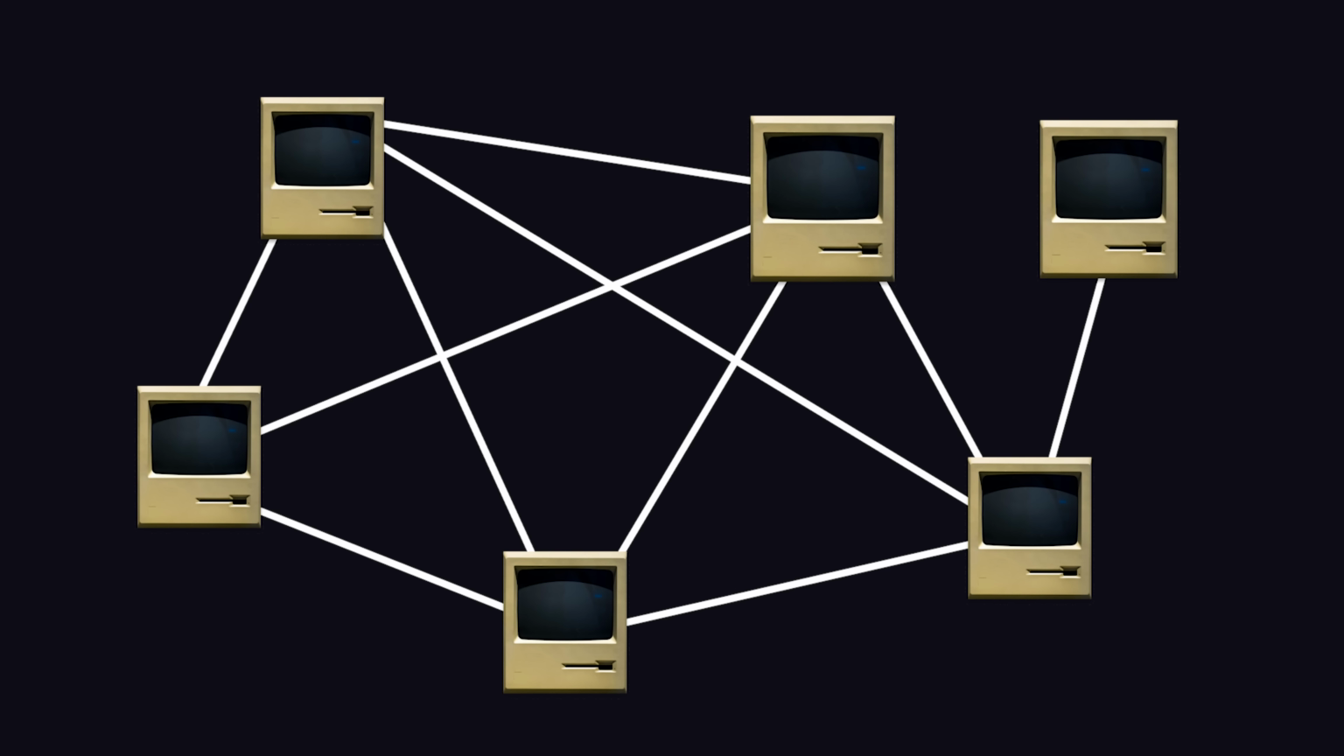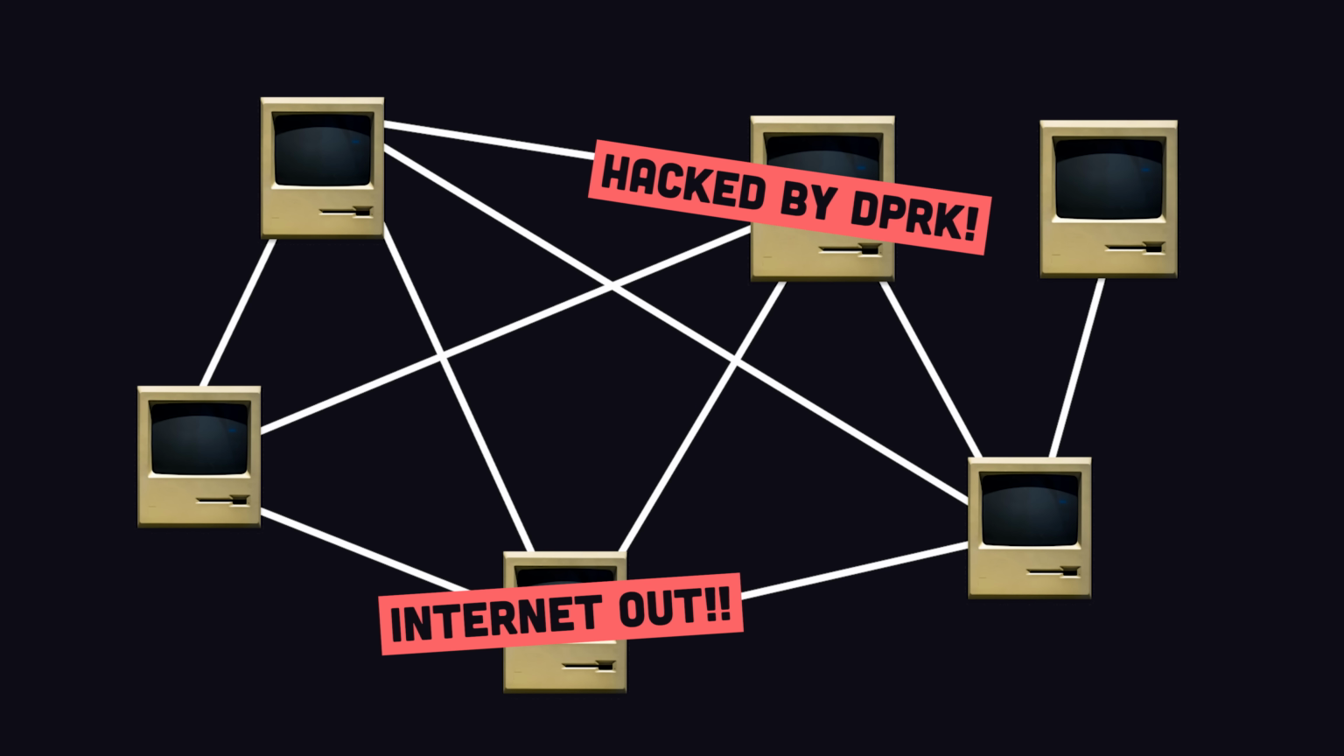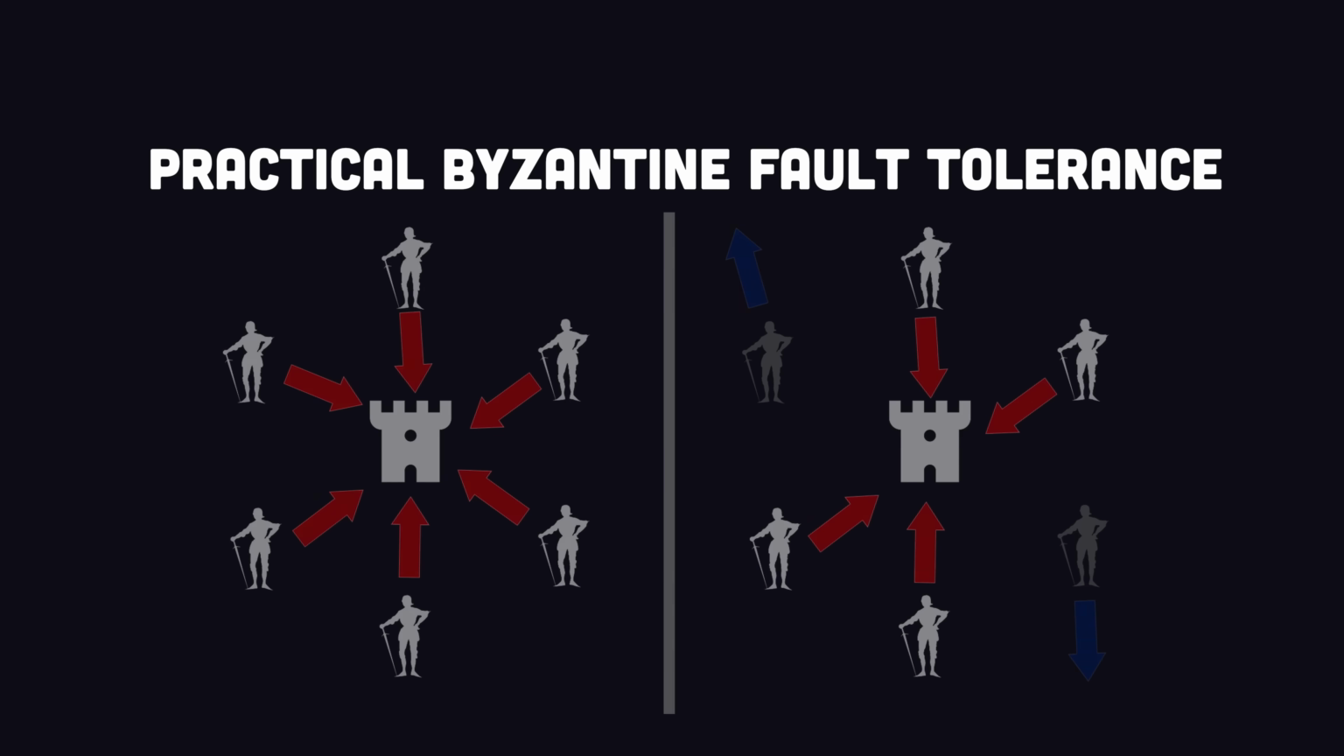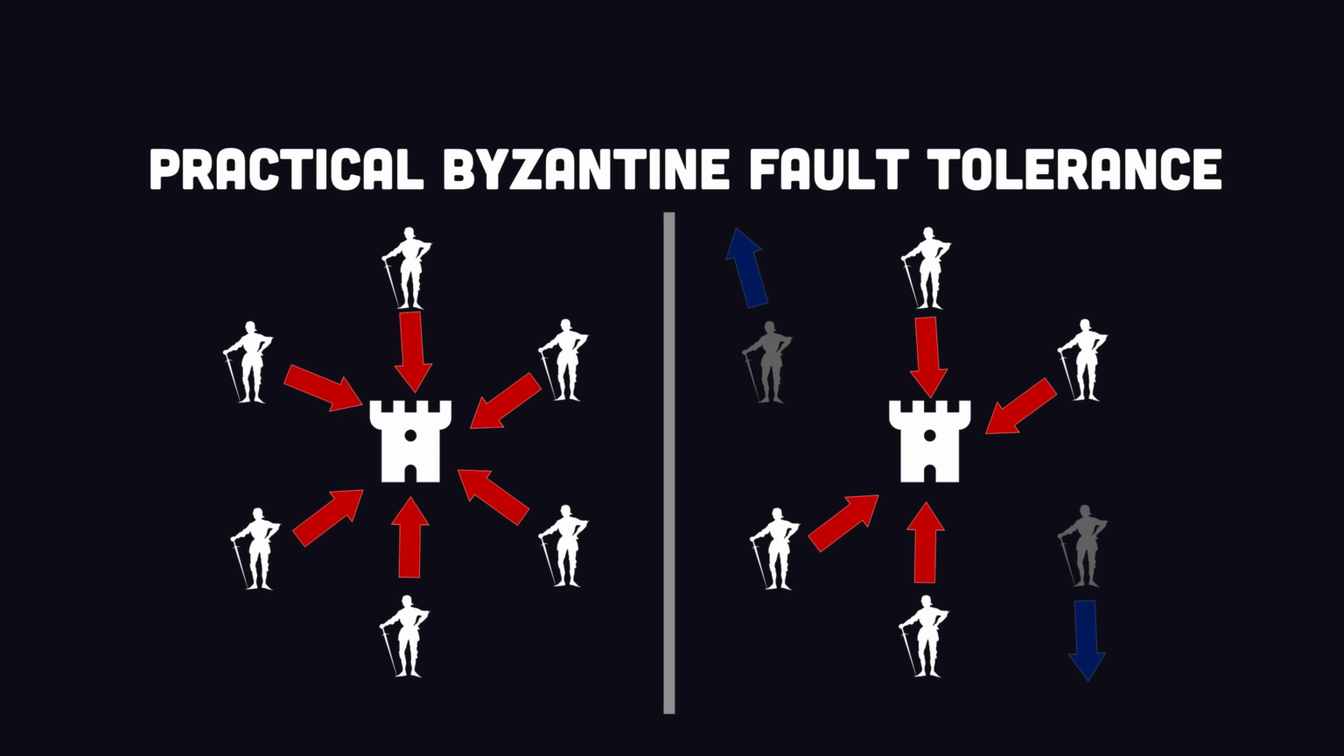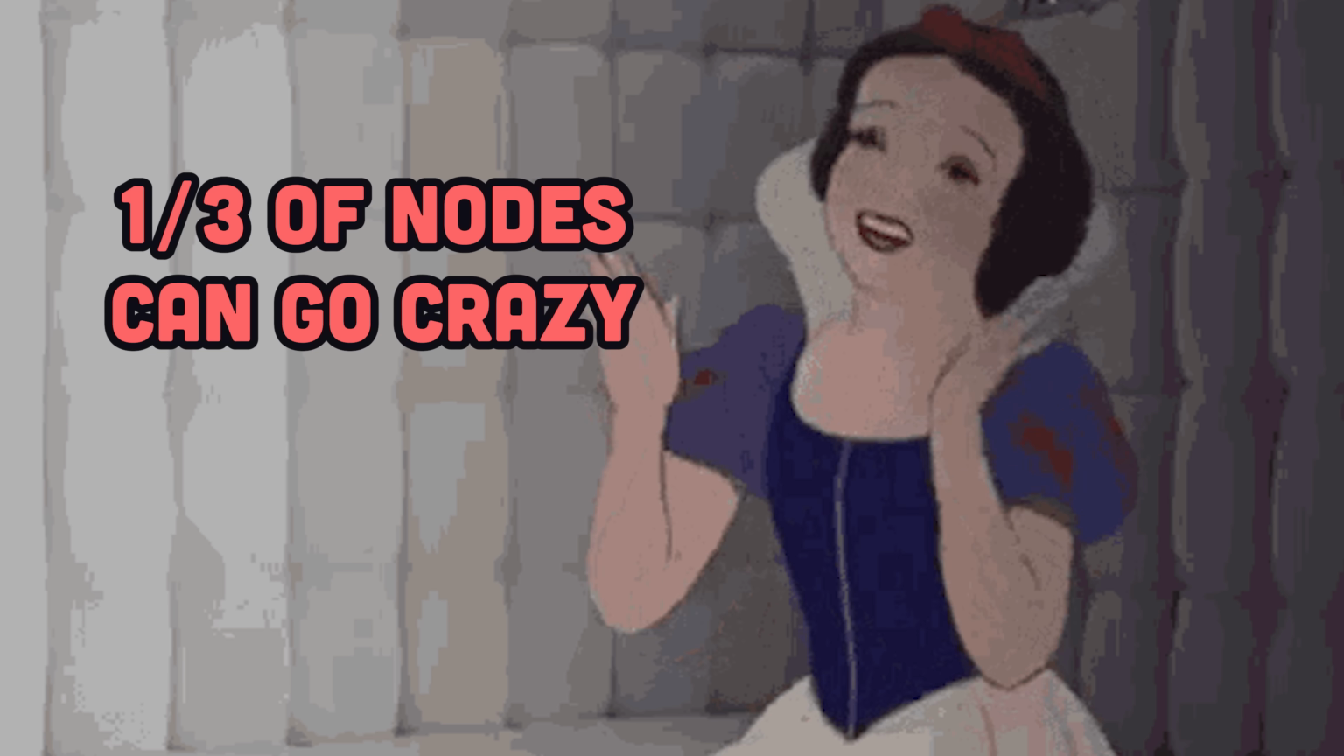Computers have the same problem. Sometimes they might fail or be infiltrated by hackers, and you never know when or where that's going to happen. Luckily, algorithms like PBFT are designed to solve this. They can keep a distributed network working properly, even if up to one-third of its nodes go haywire.